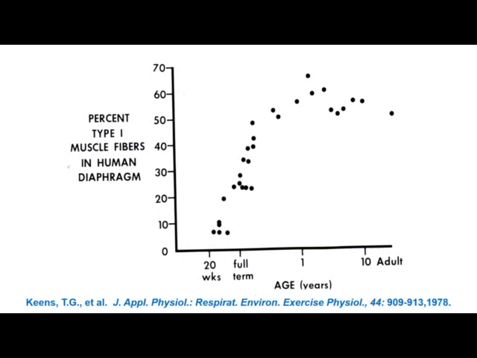These are the data from the entire subject. This is percent of type 1 fatigue-resistant fibers in the human diaphragm, plotted on a log scale of time at 20 weeks gestation, full term, 1 year, 10 years of age, and adult. You can see that the adult pattern is achieved by about a year of age, at about 50 to 60% type 1 fibers. Full term infants have about 25 to 30% type 1 fatigue resistant fibers. Preterm infants have only about 10% or less. So again, it's not surprising that they cannot perform much in the way of work of breathing.